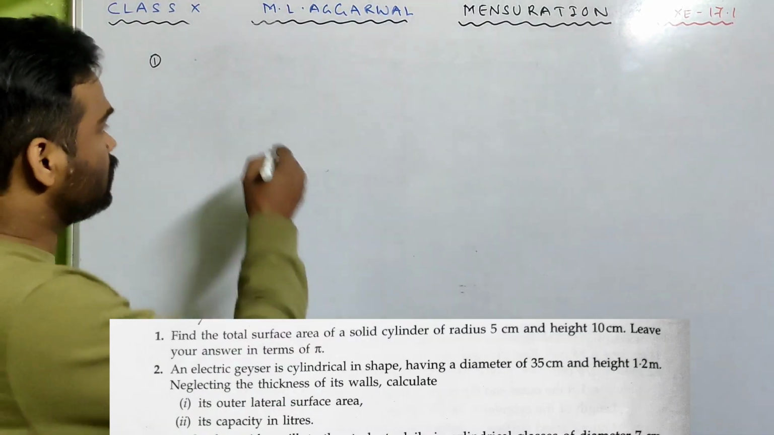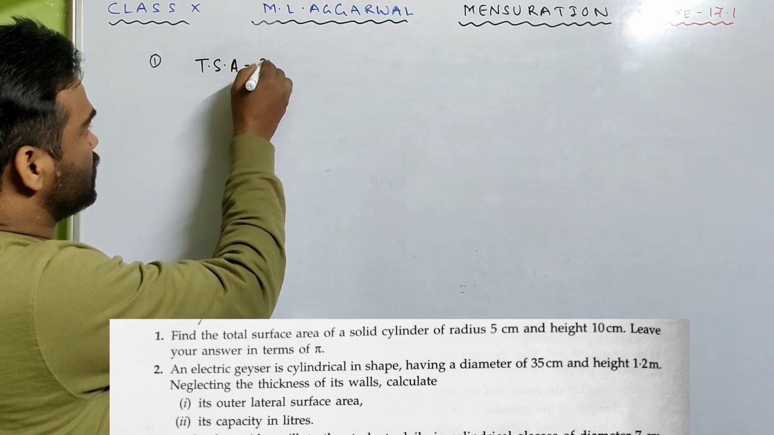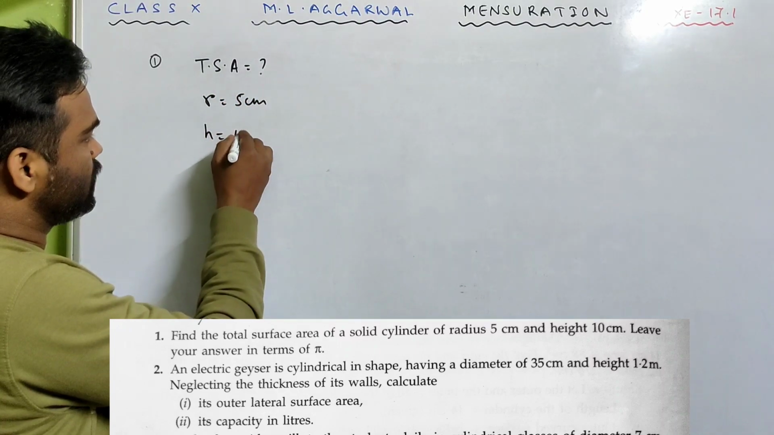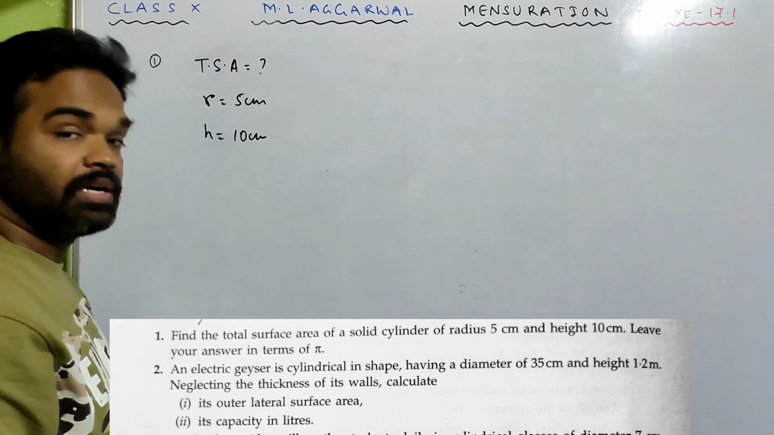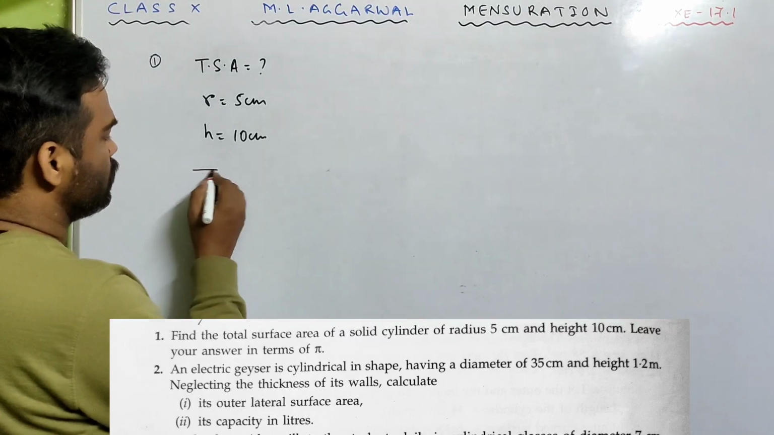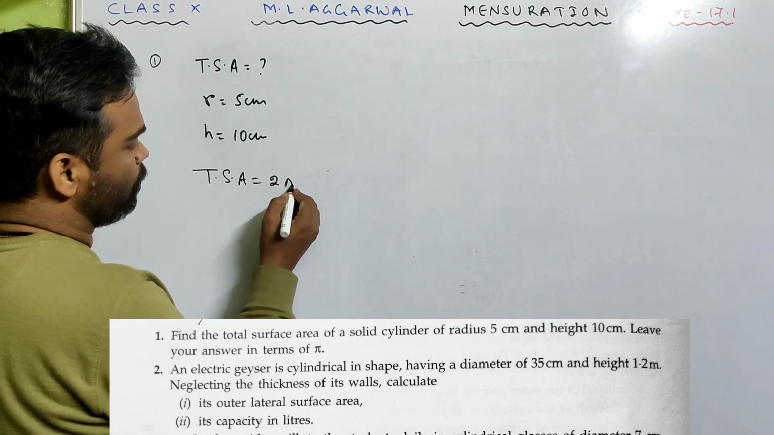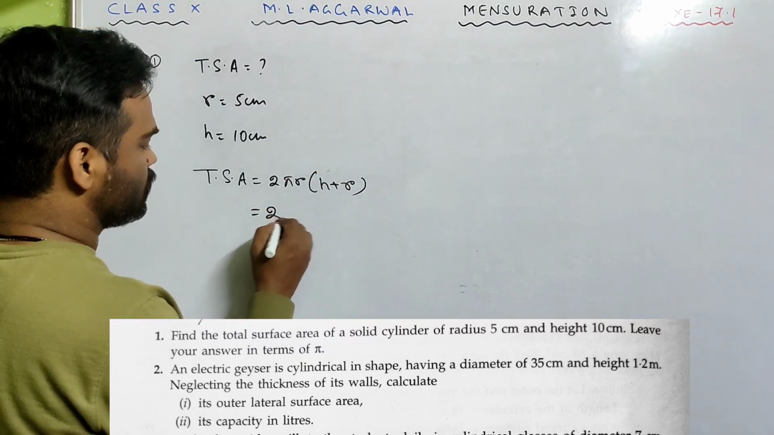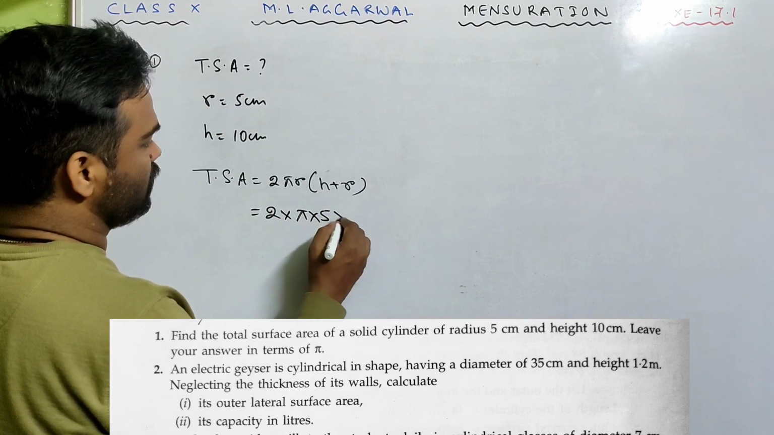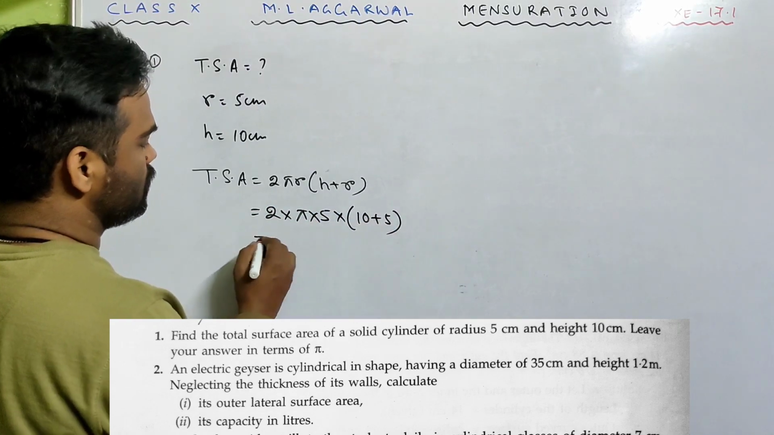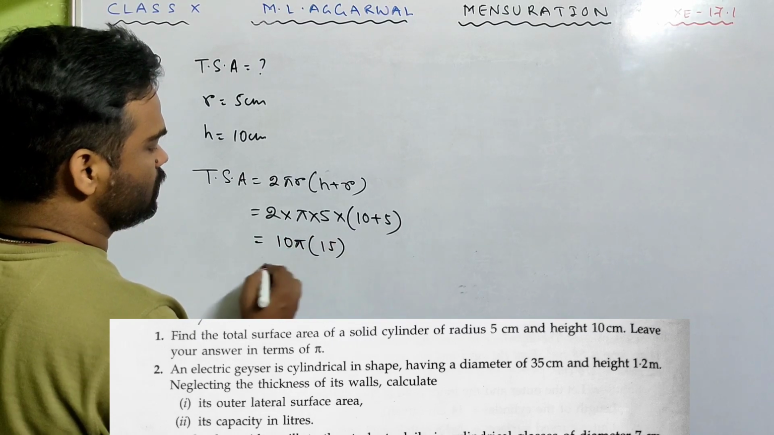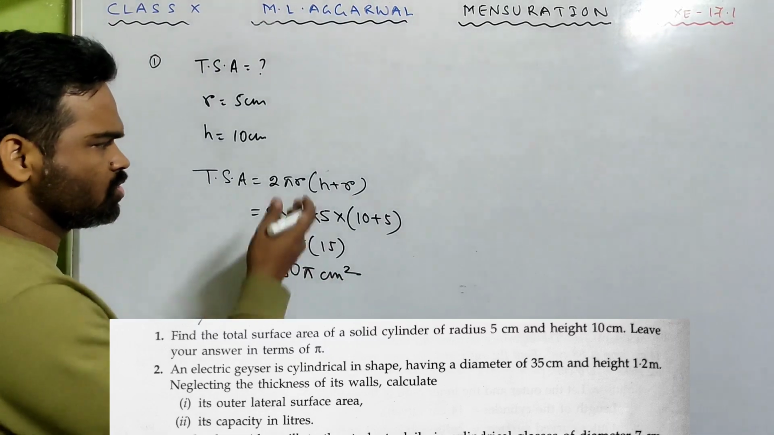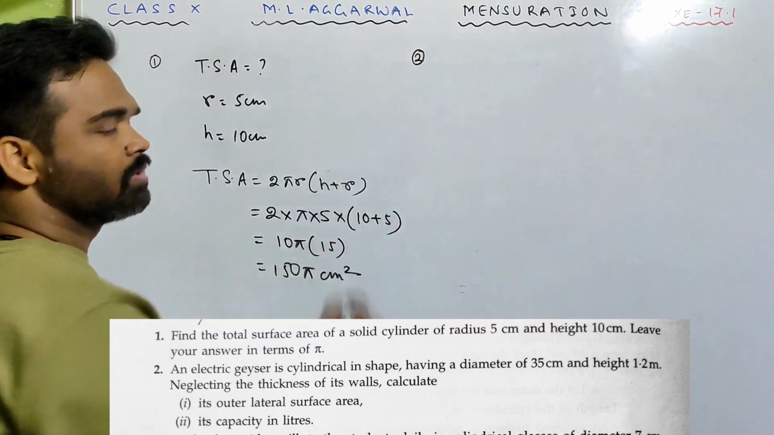Sum number 1. Find the total surface area of a solid cylinder of radius 5 cm and height 10 cm. Leave your answer in terms of pi. Now we know TSA is 2 pi r (h plus r) for the solid cylinder. So just substitute the values. 2 into pi into 5 into (10 plus 5). That's 10 pi into 15, that's 150 pi centimeter square. Simple calculation. Just use the formula and put the values.